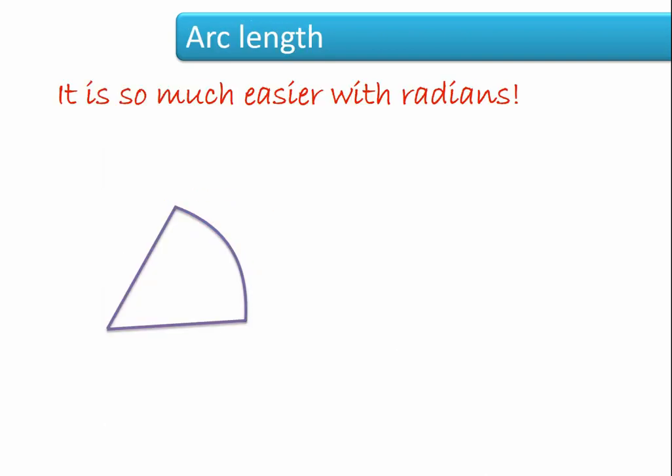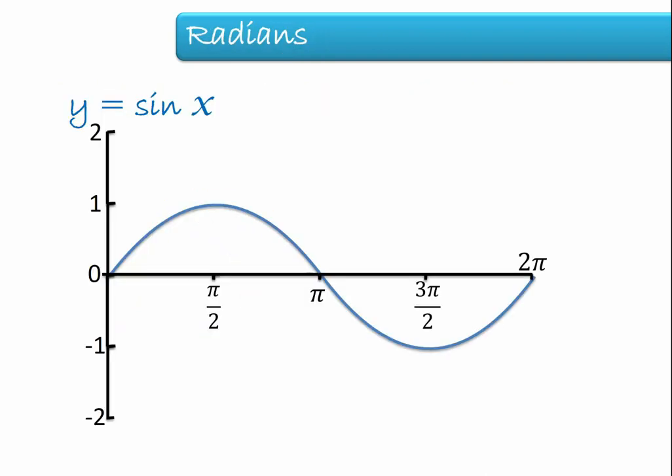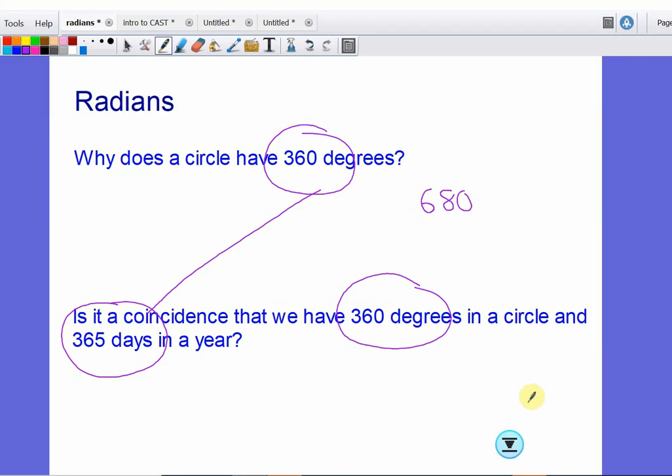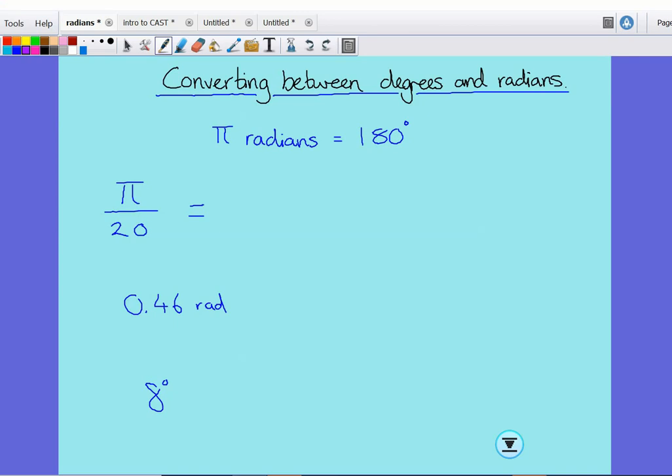Now, there's a little glimpse. It is much easier with radians. Okay, so let's go back to this. We need to be able to convert between degrees and radians. Okay, so we know that 1 pi radian is equal to 180 degrees.